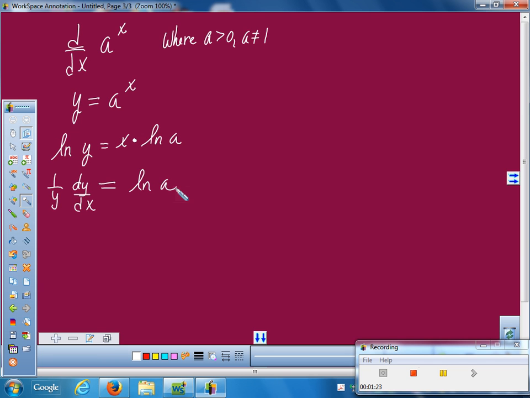How do I? Multiply y over there, which I'm going to throw in front of that natural log, so I don't confuse you. Okay, but I need my answer in all x's. If I want to do derivatives of something to an x power, I need x's in this answer. So what do I put back in place of y? What did I know y was equal to? A to the x at the beginning. So I end up with a to the x times the natural log of a.